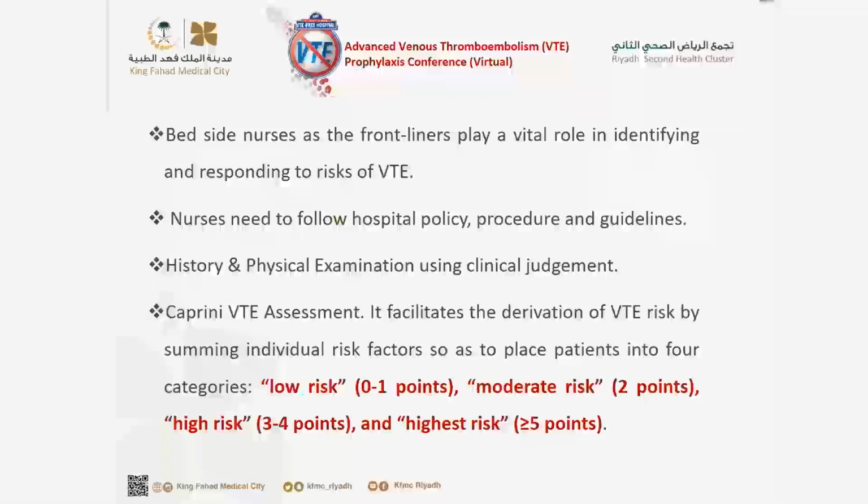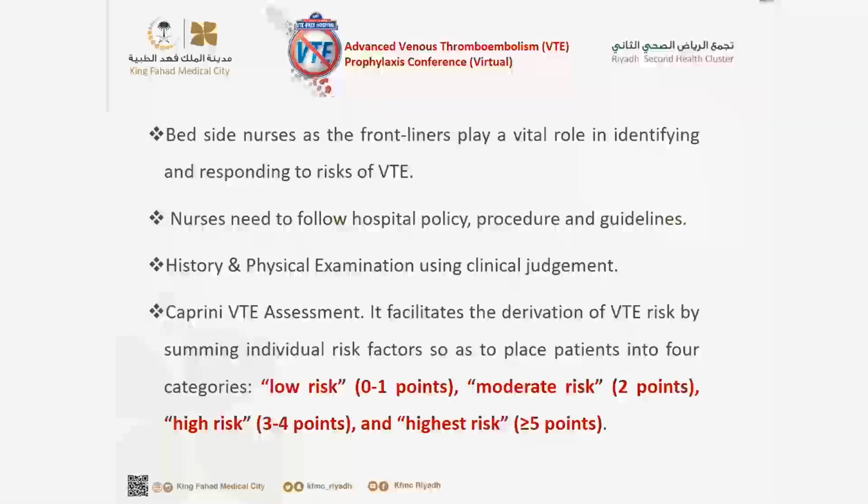Here at KFMC, we have the Caprini VTE assessment, which is done by the physician, but the nurse needs to make sure that this assessment has been completed within 24 hours of the patient being admitted. Also, the nurse needs to check to see that this assessment has actually been done correctly.